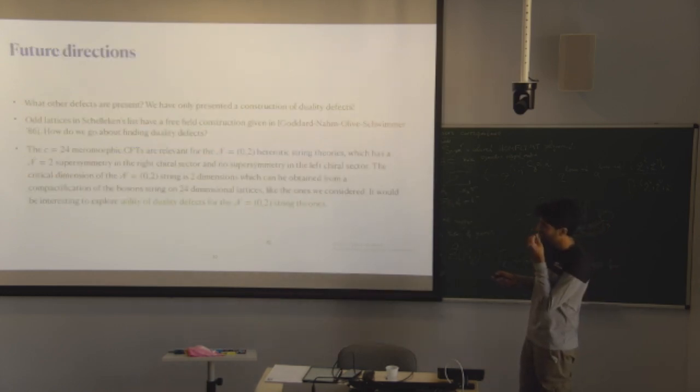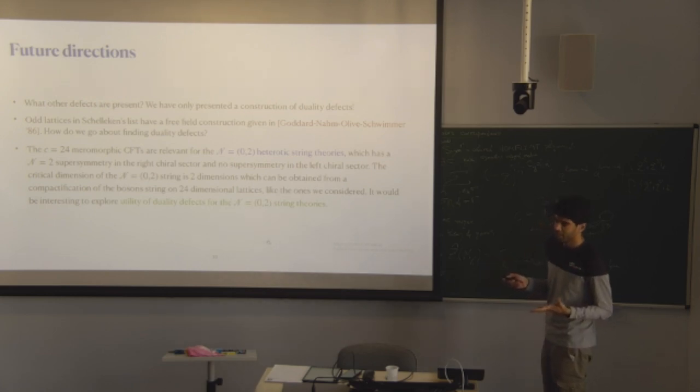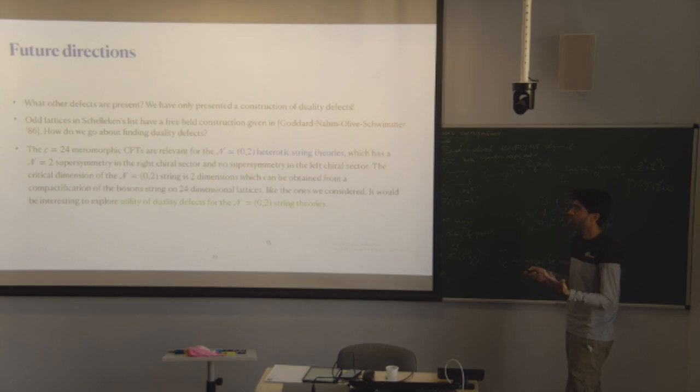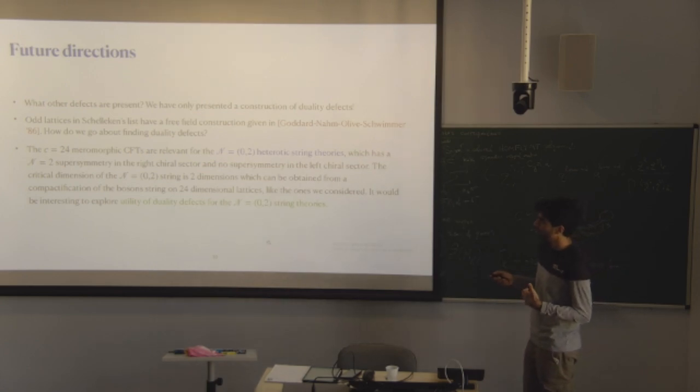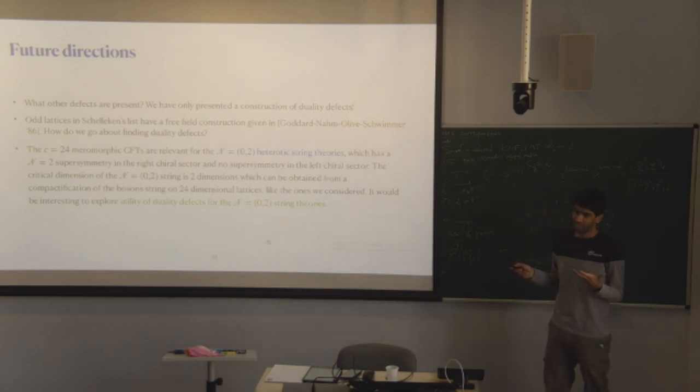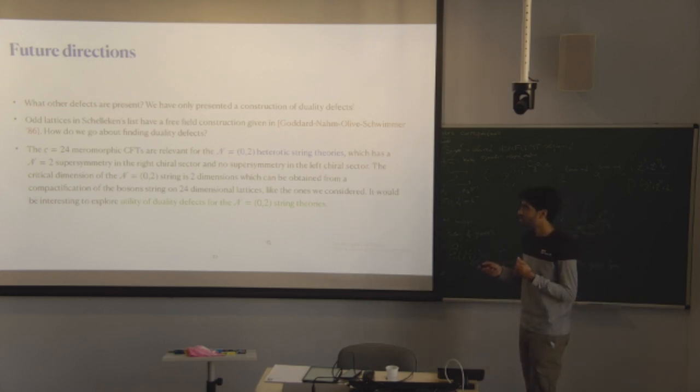So the immediate question is, what other types of defects are there in your CFT? It could be not just duality defects, but other kinds of defects in your CFT. We have not looked at those. Then you could have odd lattices, which correspond to non-simply laced lattices, right? And then what are the duality defects pertaining to those? That also we did not look at.